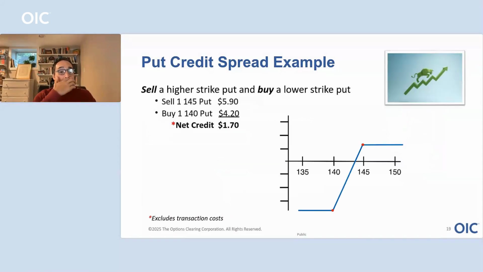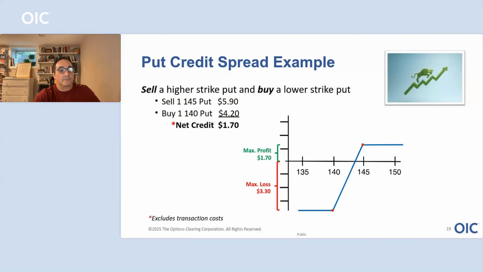All right, so now let's look at the graph on this position. Okay, so here's that position. Short the 145 put at 5.90, long the 140 put at 4.20. Our maximum profit is that 170. That's if the stock closes at 145 or higher come expiration. Our maximum loss, if the stock goes below 140, right to our long strike, or below, is locked in at $3.30.